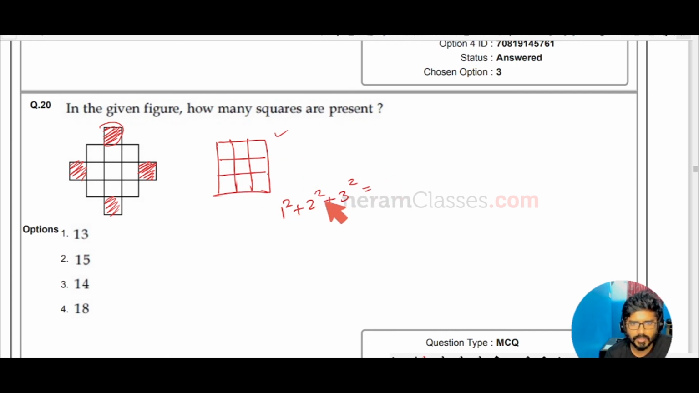So 1 squared is 1, 2 squared is equal to 4, and 3 squared is 9, so 1 plus 4 plus 9, that is 14. So 14 plus the remaining 4 squares, that is 18. So 18 is the answer for this question.